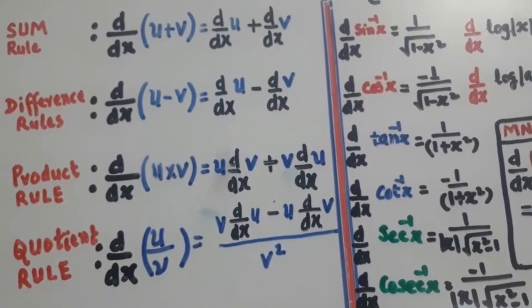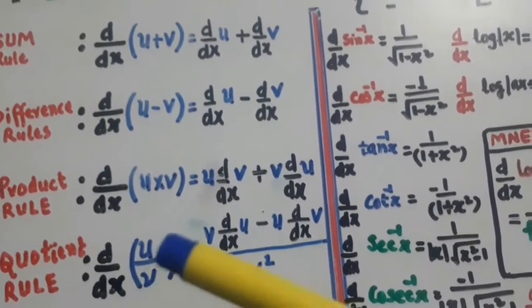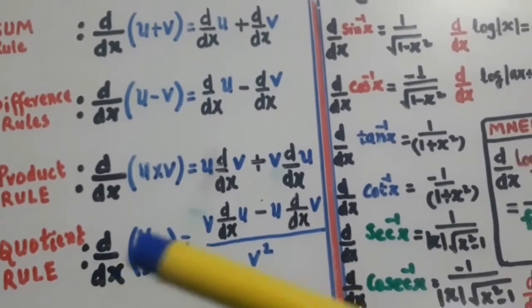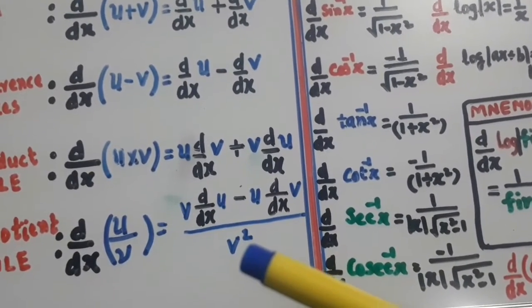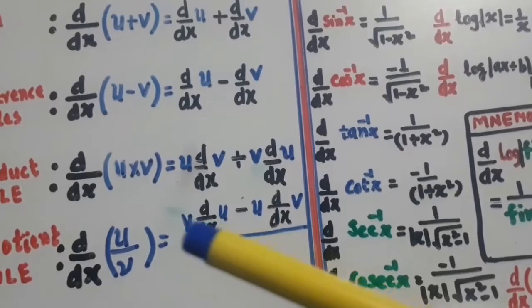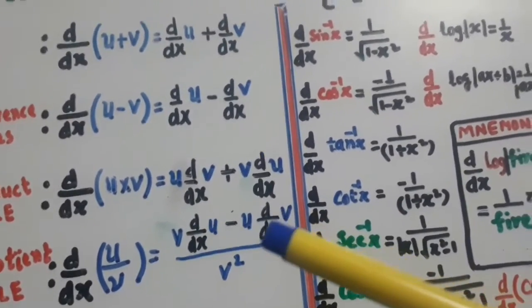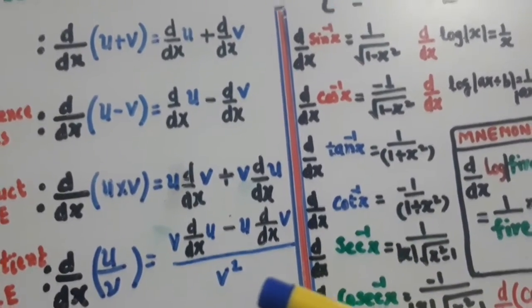And then here it is d/dx of u over v, the quotient rule. So first of all you write v square in the denominator. So it is v d/dx of u minus u d/dx of v.